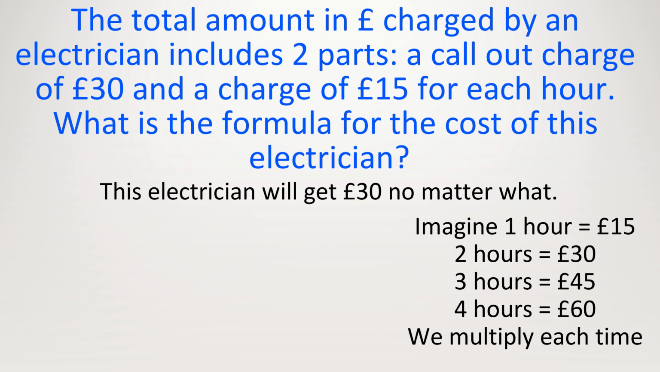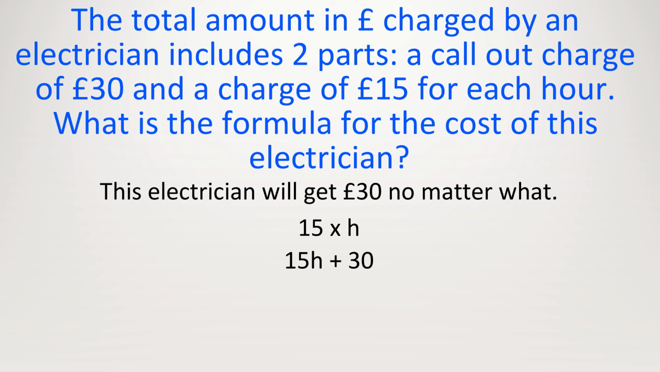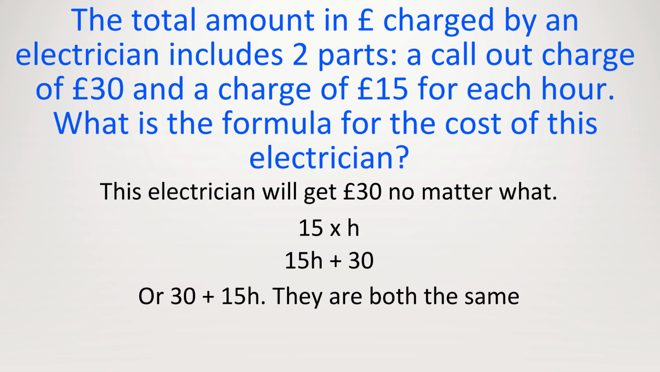Imagine 1 hour you worked, you get £15. 2 hours will be £30. 3 hours, 45. 4 hours, 60. What are we doing each time? We are timesing. So we do 15 times h and we put it together as the total formula. The cost is equal to 15h plus 30. Or the other way around, C equals 30 plus 15h. The important thing is when we work out how much it will cost for this electrician, we do 15 times h first, then plus 30.